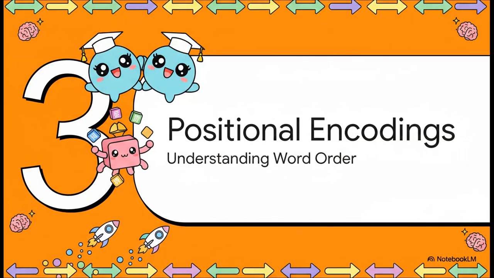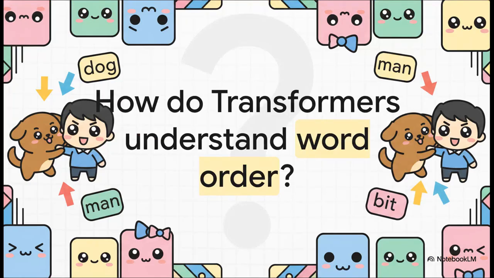Okay, let's pivot to Section 3, positional encodings. This is a tricky follow-up that senior engineers love to test you with. Since transformers process everything in parallel, how do they actually understand word order?